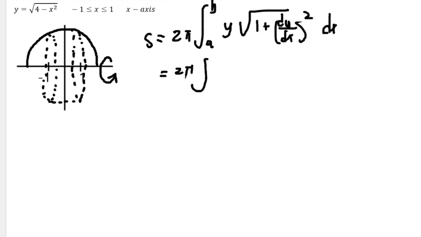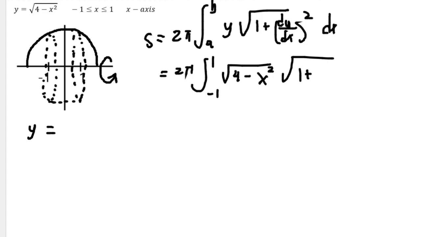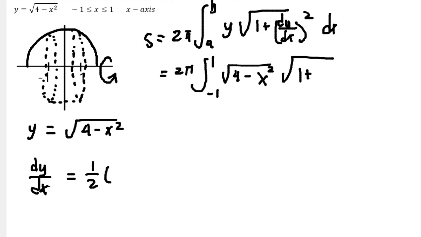Okay, now we know the value of y. That's going to be square root of 4 minus x squared. You just put it here, and let's find the value of dy dx. We still do not know that. So we got y is equals to the square root of 4 minus x squared, and we're going to take its derivative with respect to x.